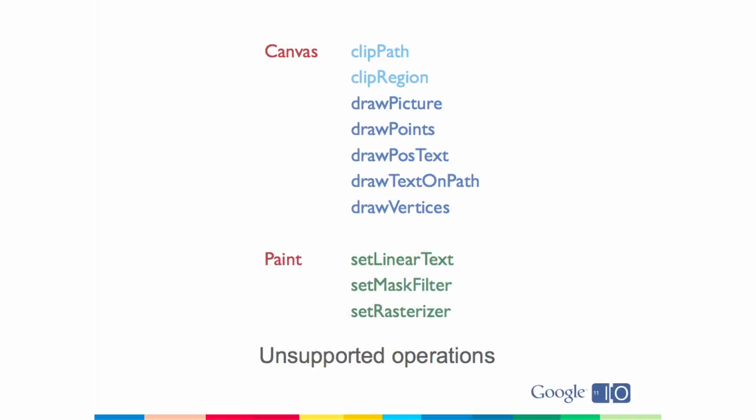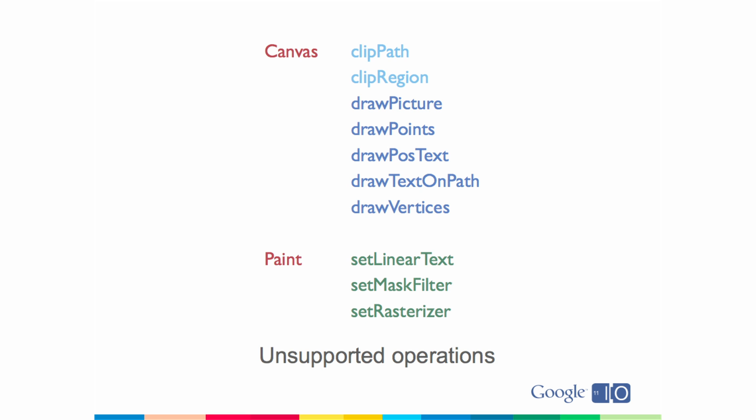So this is the complete list of APIs we do not support in Android 3.0 and I believe 3.1. When you clip, you can only clip with rectangles. Clipping with path and regions is not currently supported. Drawing pictures is not supported, although this should be pretty easy to add in the future. Draw points was added either in 3.1 or ICS, I don't remember exactly, but it's coming. Draw post text and text on path are currently not supported, but we probably will. There's no technical reason why we wouldn't. Draw vertices, same thing, we can support it, we just didn't have the time to do it.